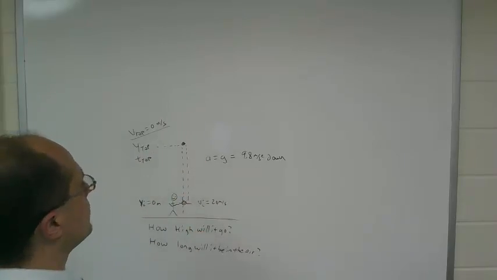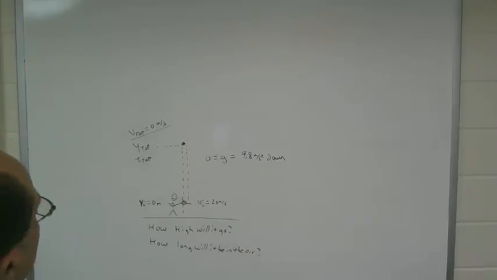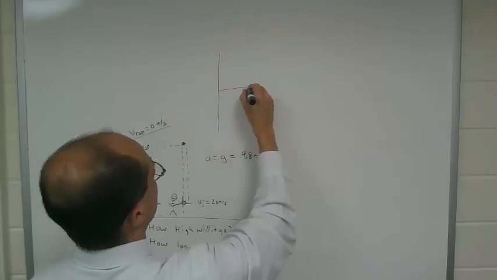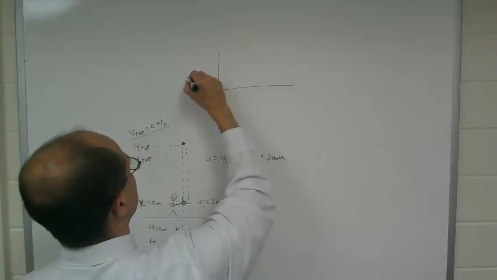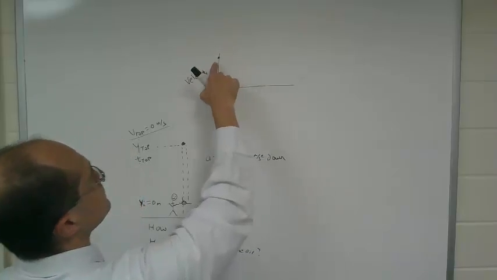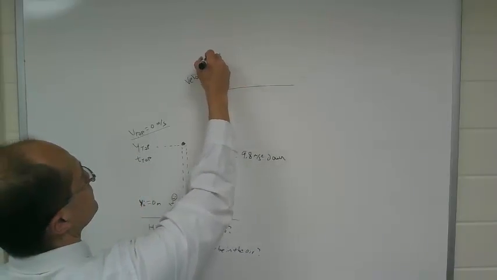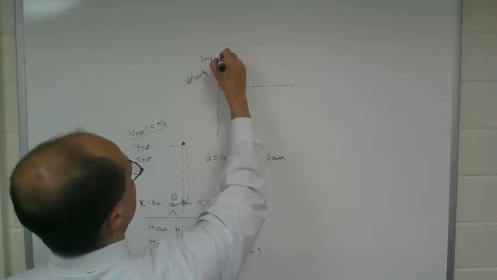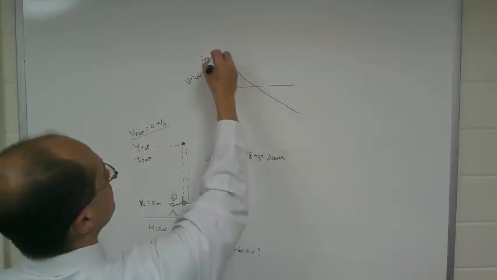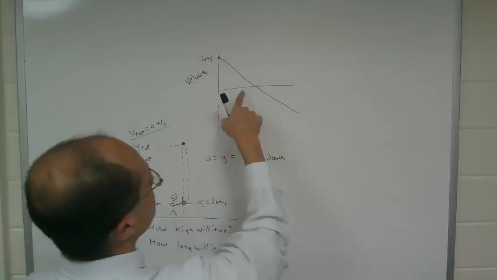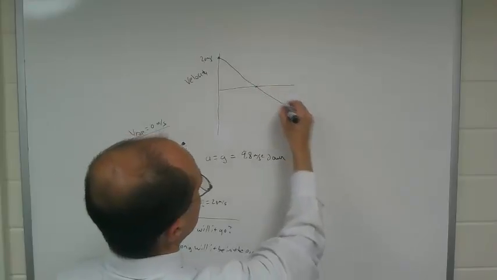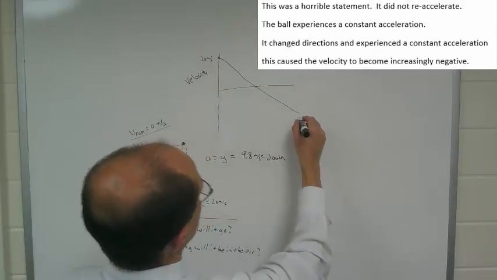So, one thing that we want to look at is our velocity versus time graph, so we can see what's going on. The ball leaves our hand with some positive velocity, 20 meters per second. And then the ball slows down, reaches 0, which is when it's at the top, and then it re-accelerates towards the Earth.